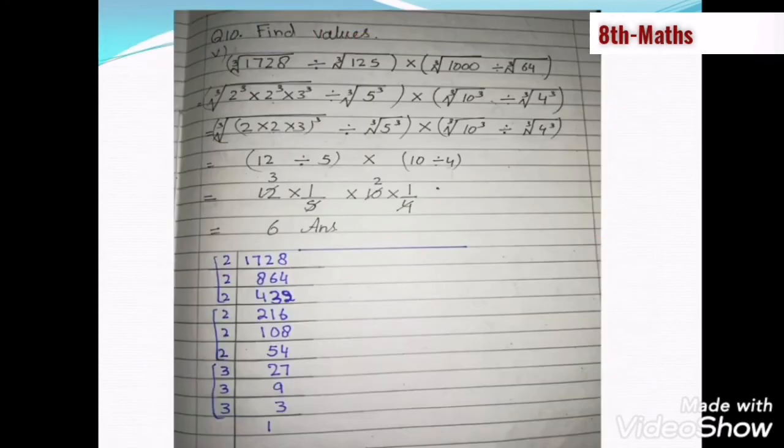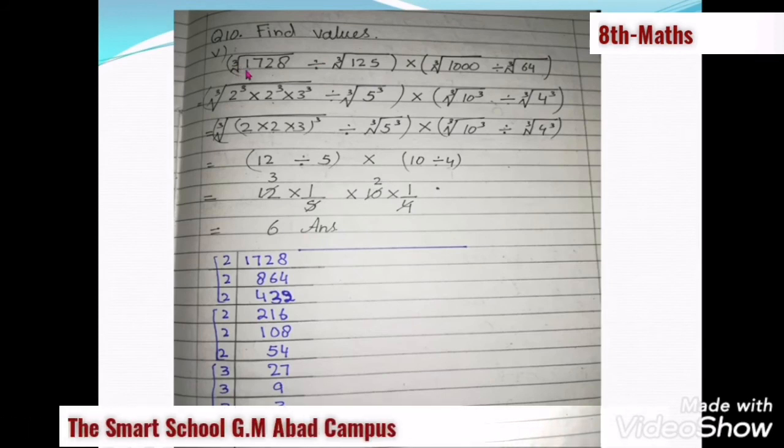Here is another question, question number 10. Find the values. In this question we have a pattern, where some of the numbers are in multiplication form and some of the numbers are in division form. Here we have brackets, so we know that we first solve the brackets and then apply the middle operation. So let's start.